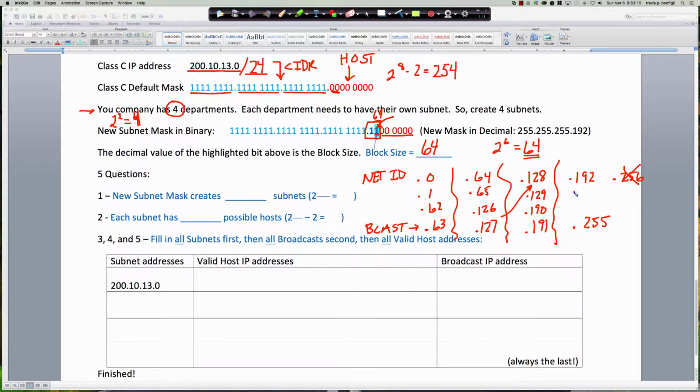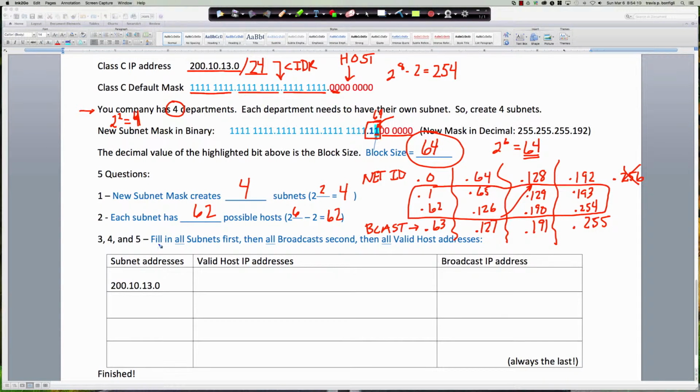And remember that the network ID is always an even number, and the broadcast address is always an odd number. So you can see here 63, 127, 191, 255. And so here are the 62 usable or assignable IPs that we're going to be assigning to the hosts in these networks. And we arrived at this answer based solely off of one value, and that is the block size value. So new subnet mask creates 4 subnets, right? Because 2 to the 2 equals 4. Each subnet has blank possible hosts. Well, 2 to the 6 minus 2 is going to be 62. 2 to the 6 is 64 minus 2, so we're going to have 62 possible hosts.